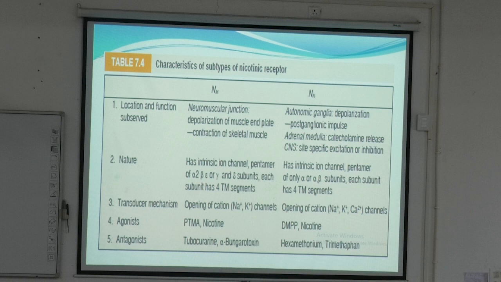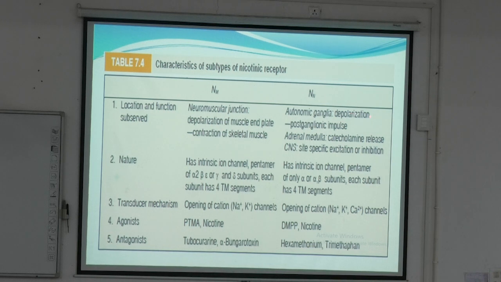That is, these are basically excited by the nicotine. So nicotinic receptors, there are two types of the nicotinic receptors, NM and NN. Okay. So NM receptor is present in the neuromuscular junction, in short, and NN receptor is present in the autonomic ganglia. So in short, you have to remember NM, that is the neuromuscular. NM present in the neuromuscular junction and NN receptor is present in all types of the autonomic ganglia.